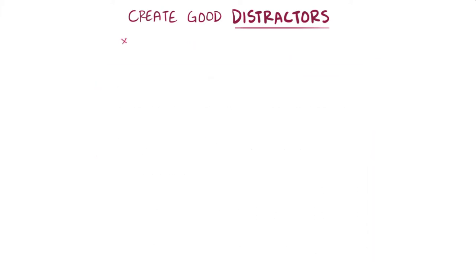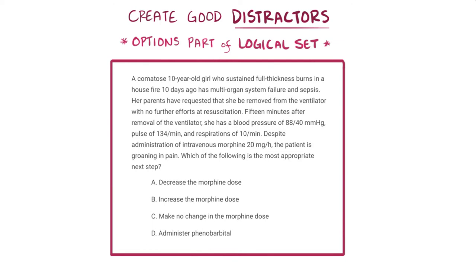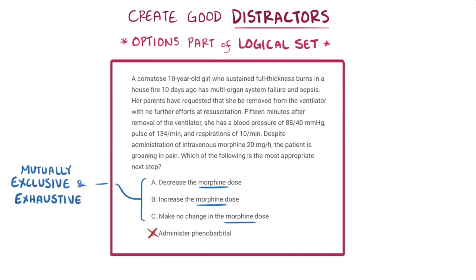Alright, and secondly, when the response options are part of a logical set, don't include options that aren't. For example, look at these options. Three of them cover all the possible options for morphine: less morphine, more morphine, or the same amount of morphine. And then the last option seems like an afterthought that has no actual relationship to the others. That said, students would eliminate D right away. If a set of options is mutually exclusive and exhaustive, then one of them has to be correct, and there's no point in including other options.